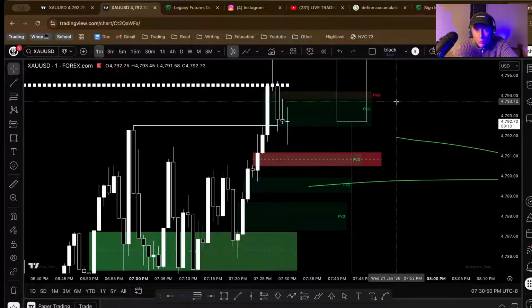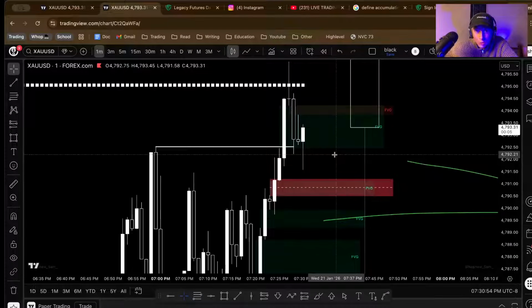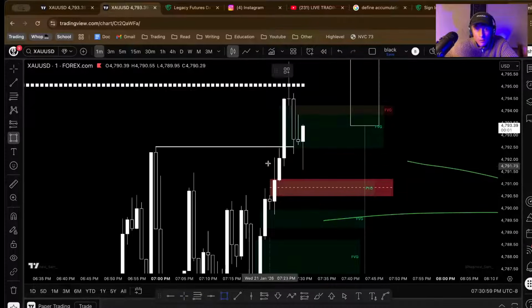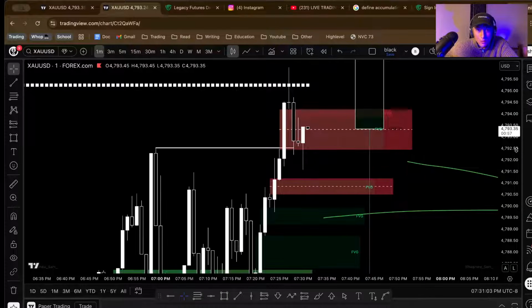We want to see it close below this. Low-key, I got in before it closed below, but we're inside of that new 30-minute candle. We want to see this close below, give us that IFG that I was talking about. Come on. Break down.